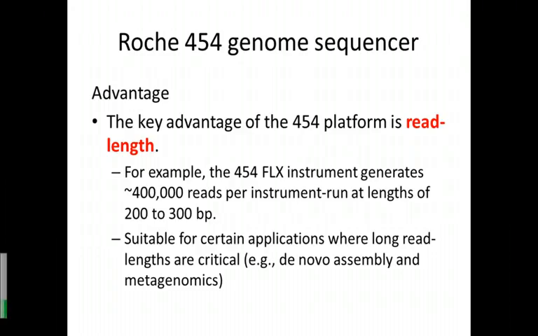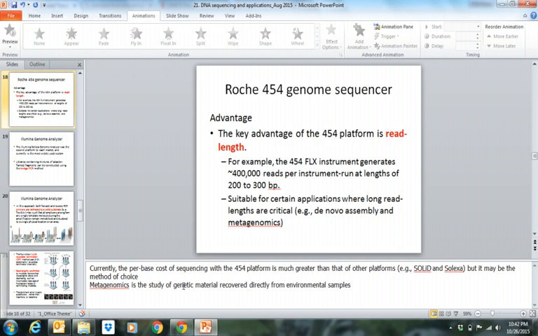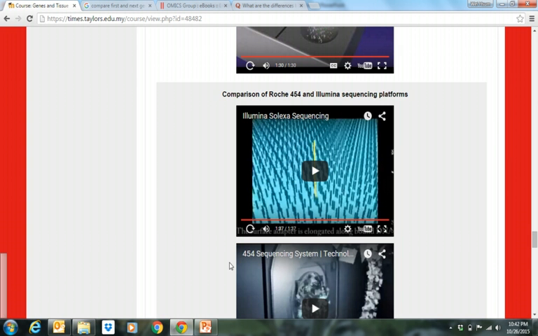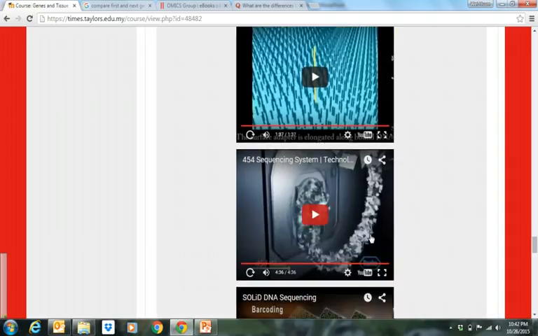However, a key advantage of the 454 platform is that it has a long read length. They can read up to 200 to 300 base pairs, which is the longest read length among all the NGS platforms. So for this platform with long read lengths, they are suitable for applications like de novo assembly and metagenomics. So we'll look into some of the examples of the 454 sequencing platform in this video.